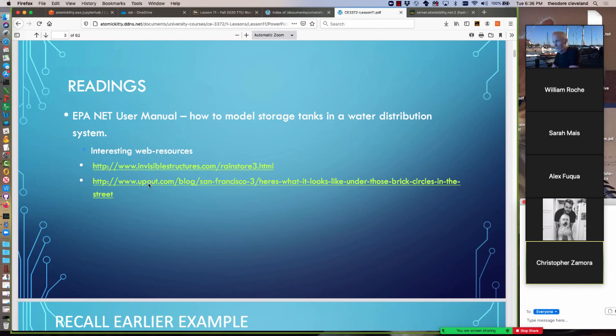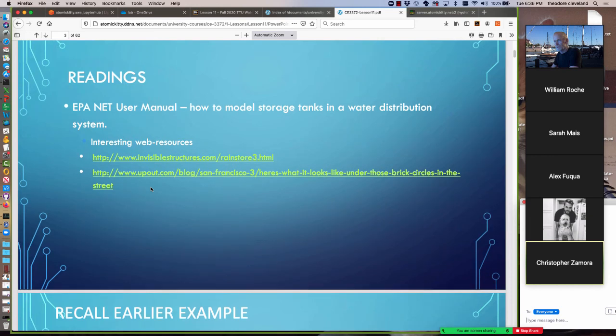These two web links have absolutely nothing to do with EPANET modeling, and I don't know how they found their way into this particular slide, but I'm a little too late to remove them for the time being.